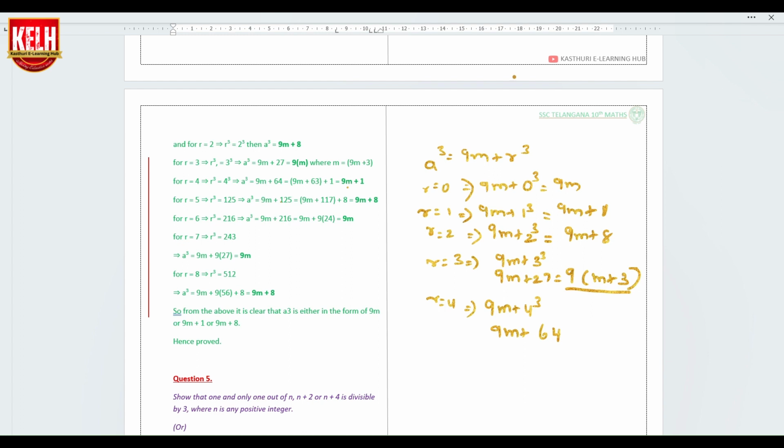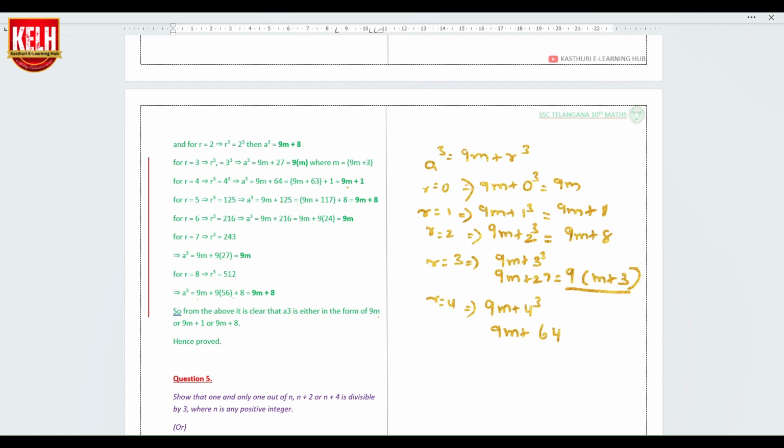Okay, so if 6, you'll get r cube equal to 216. If you write in terms of 9, it comes 9m plus 0. R equal to 7, 343. So 343, how you'll write? 9m plus 9 into 27, which is again 9m. 9m means 9 into something. Okay, it is a multiple of 9. So if r equal to 8, 512. A cube equals 9m plus 9 into 56 plus 8. This will again come in the format 9 into m plus 56 plus 8. So 9m plus 8. So from the above we are clear that a cube is either in the form of 9m or 9m plus 1 or 9m plus 8.